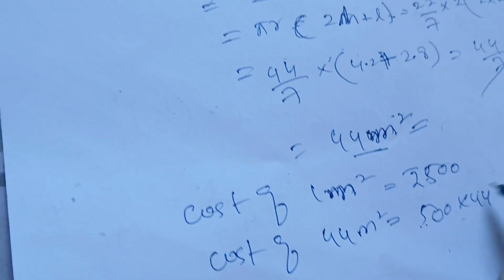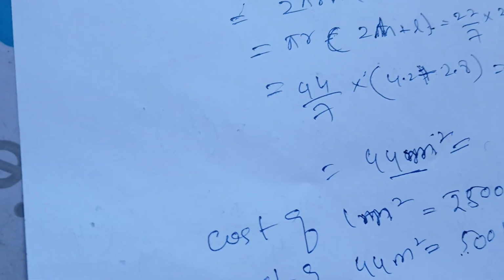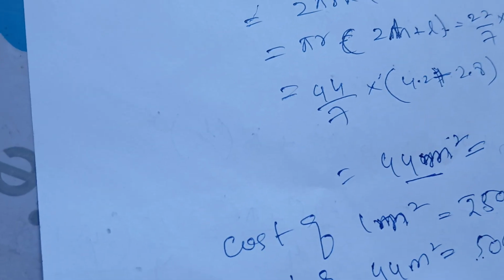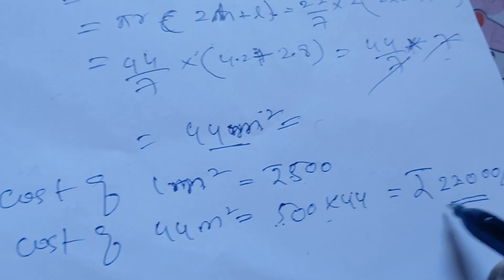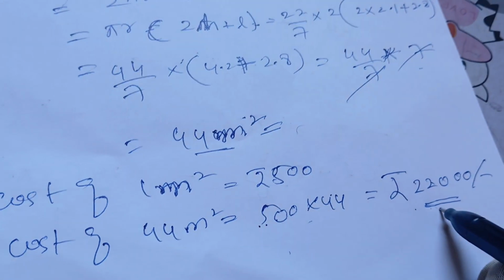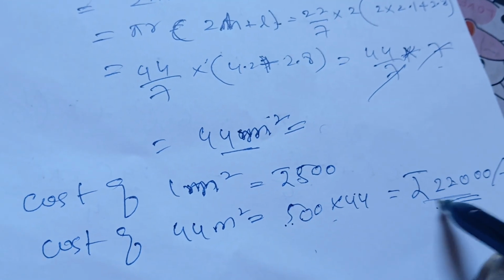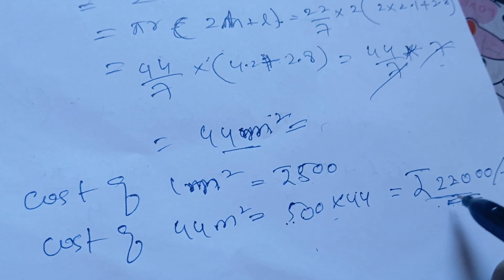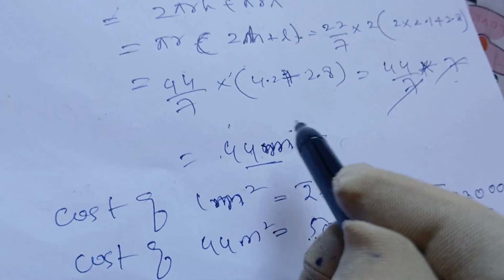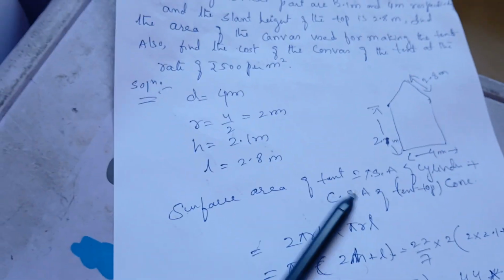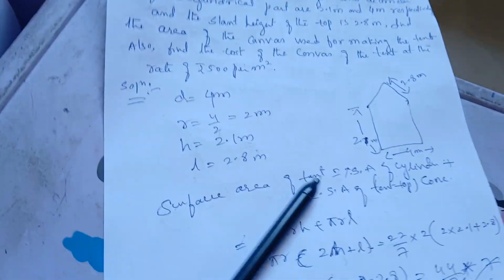If we cross multiply, 500 into 44 will be rupees 22,000. That will be the cost of the canvas needed. Rupees 22,000 will be the canvas cost, and how much canvas? 44 meters square will be the canvas. Is it clear? This was the 7th problem which we have solved.